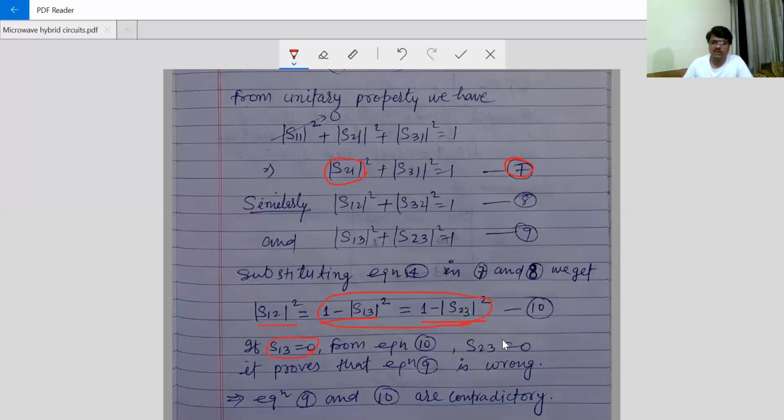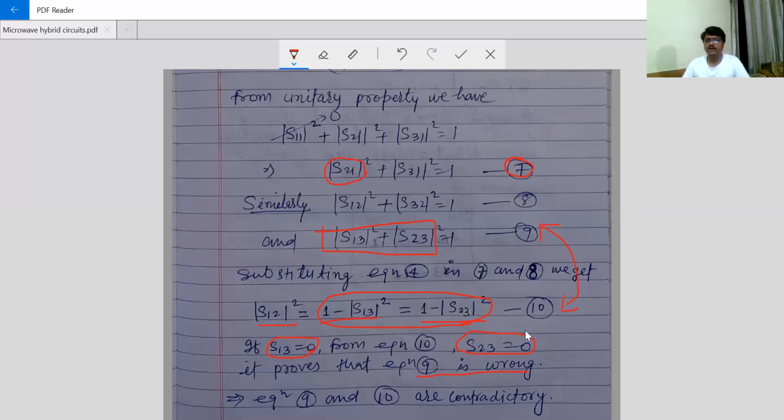Simultaneously, S13 and S23 are 0. Compare with equation 9. If these assumptions are right, then S13 is 0 and S23 is 0, so this will also be 0. So 0 equal to 1 means equation 9 is wrong. Equation 9 and equation 10 are contradictory.